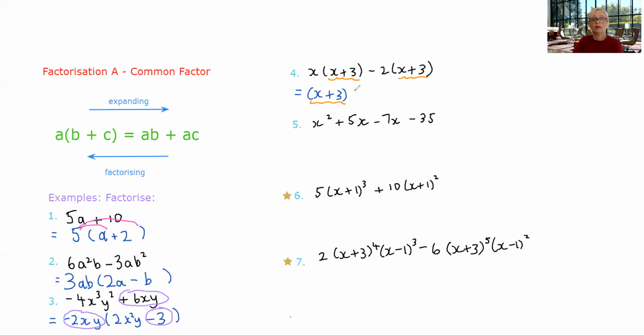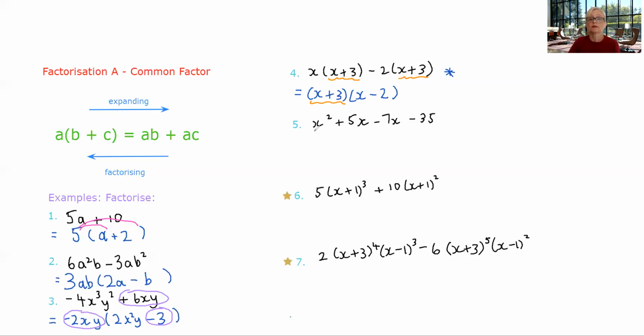So what are we going to need in our second lot of brackets? Well, we're going to need to multiply that by an x to get back to this first term and by a minus 2 to get back to there. That, by the way, is one of the main techniques we use when we are factorising quadratics down the way.